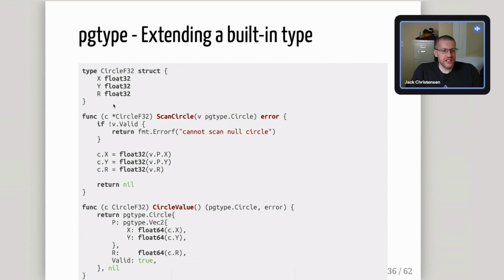Well, pretty much every codec exposes a set of scan and value interfaces that you can implement here. So you notice this scan circle and this circle value. One gets a pg-type circle, the other returns a pg-type circle. What this allows is it allows you to integrate Postgres types into your types without actually having to write any parsing code, whether for the text or binary format or any formatting code.